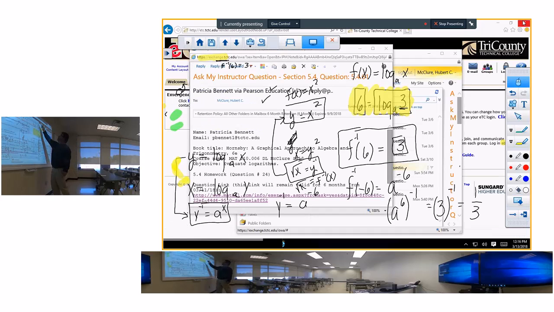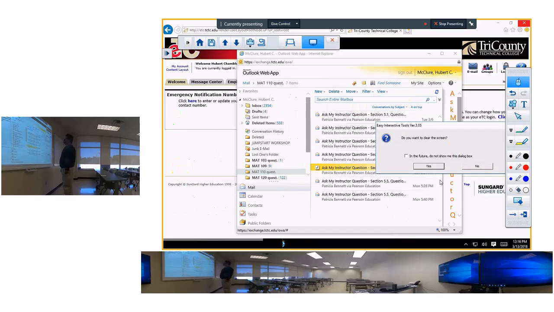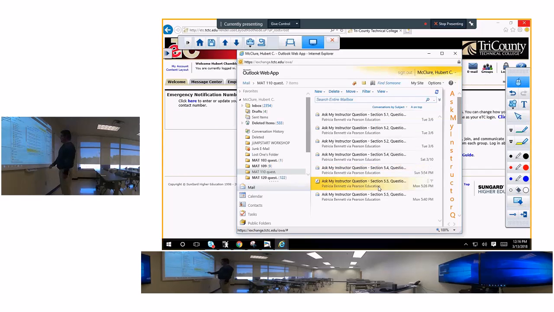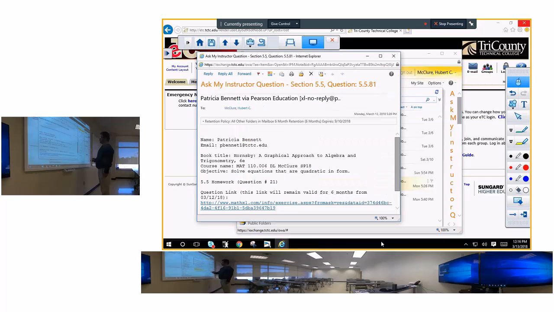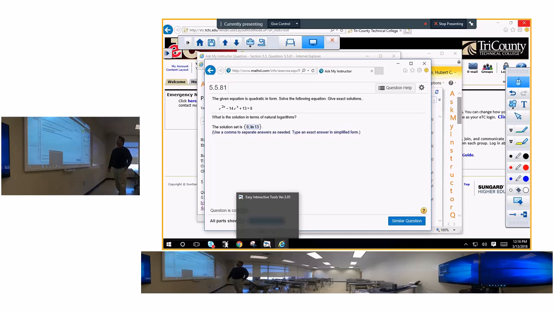Next one is 5.5. Number 81, number 21 in the homework. This is a test question.